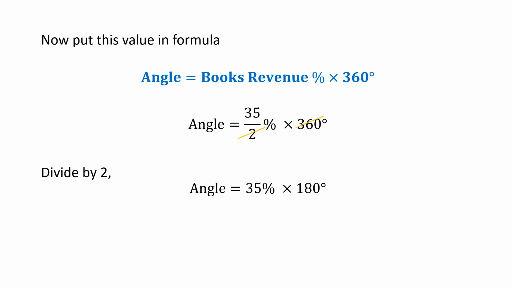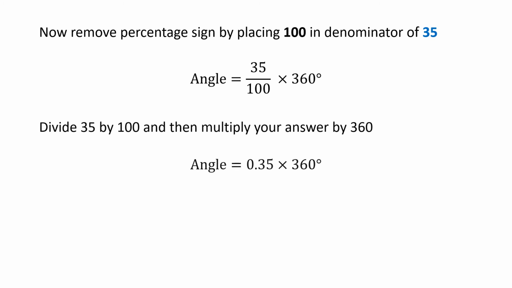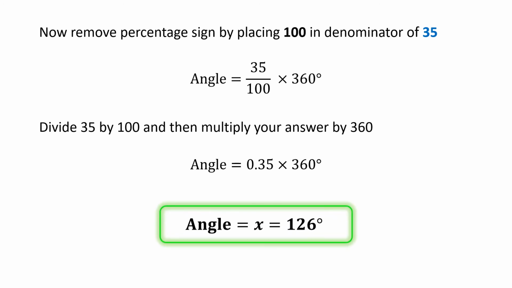Here we have the percentage of books revenue given, and we have to find the angle of books revenue, that is X, so we multiply the given percentage of books revenue by 360 degrees. Now remove the percentage sign by placing 100 in the denominator of 35. Divide 35 by 100 and then multiply your answer by 360. Therefore, the value of X is 126 degrees.